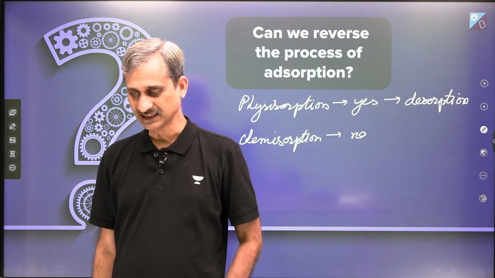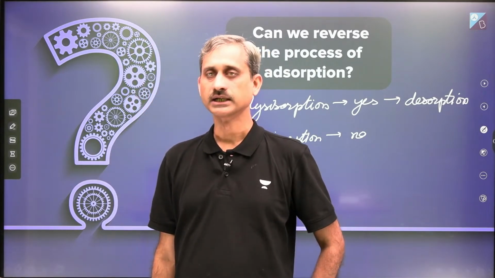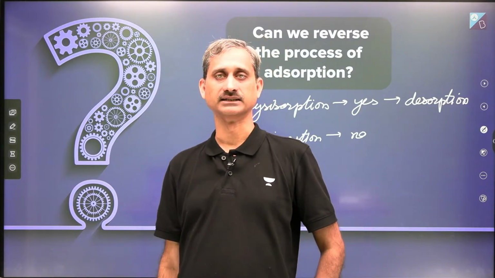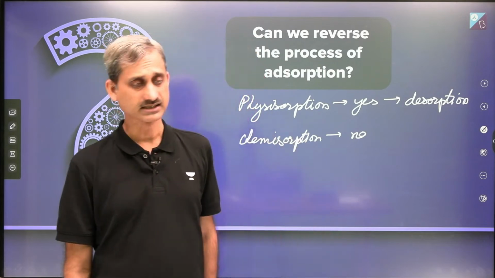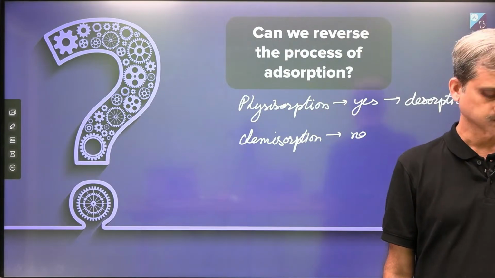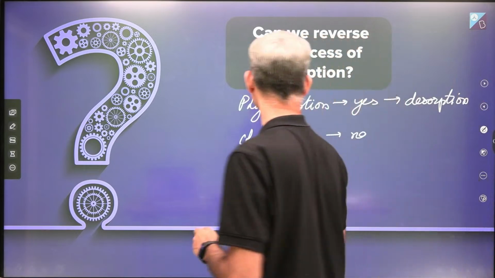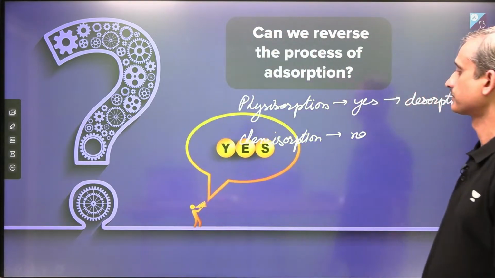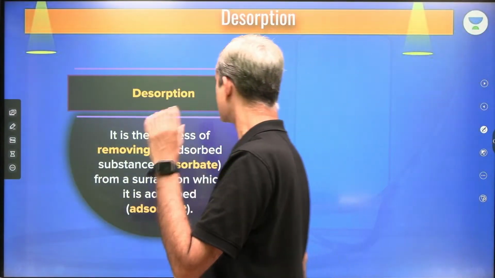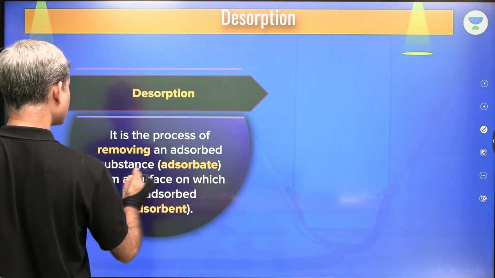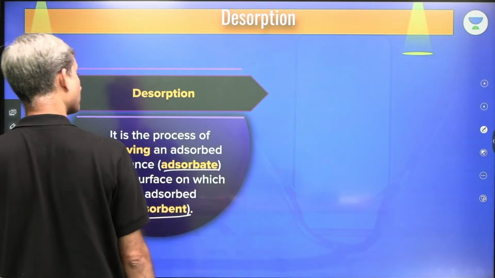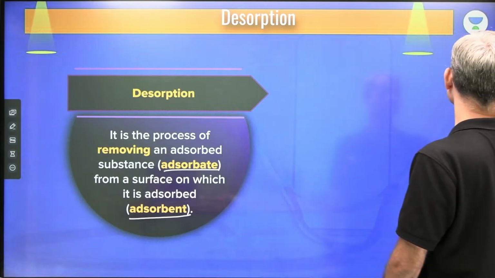Well, when we talk about palladium, it is not exactly adsorption, it is more like occlusion. The hydrogen actually gets dissolved in palladium so as to react with it. Now, that is a different phenomenon altogether, but in catalysis, yes, it is adsorption on the surface. So, desorption is the process of removing an adsorbed substance, that is adsorbate, from a surface on which it is adsorbed, that is adsorbent. That is called desorption.